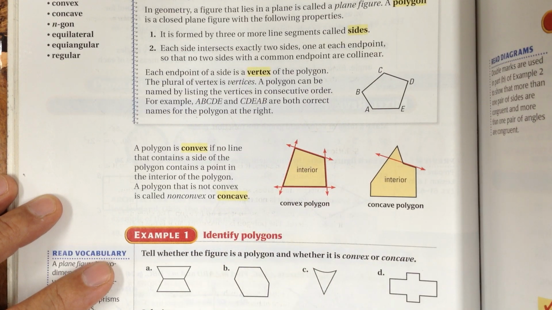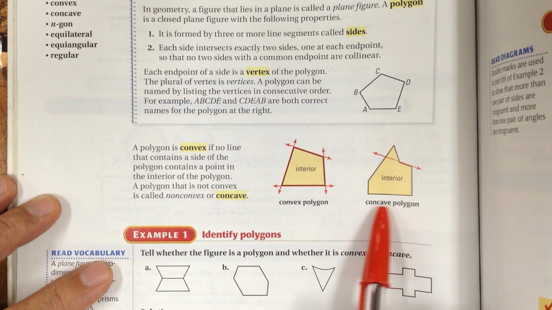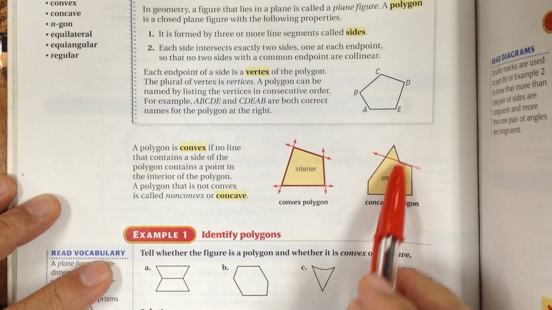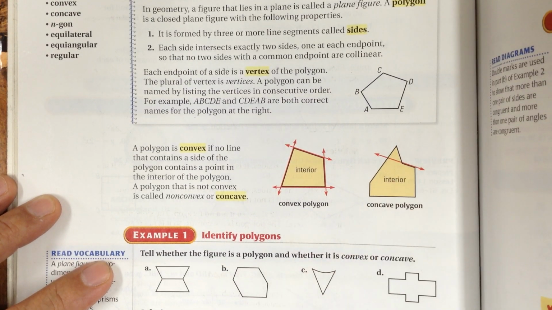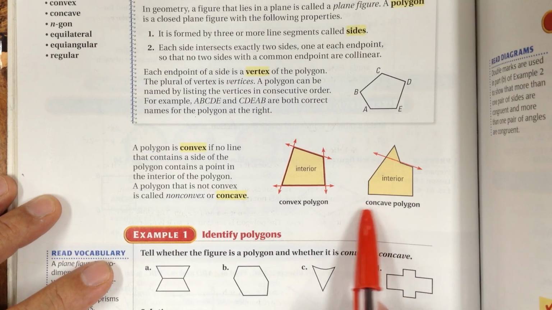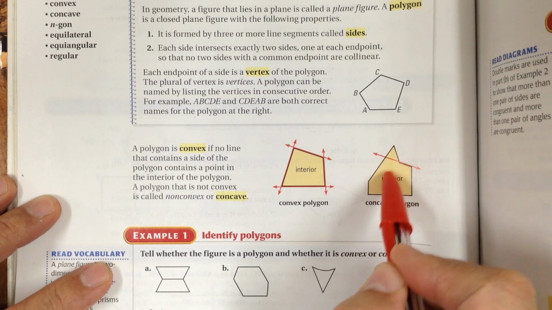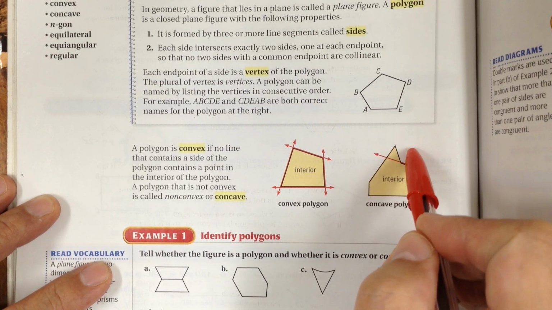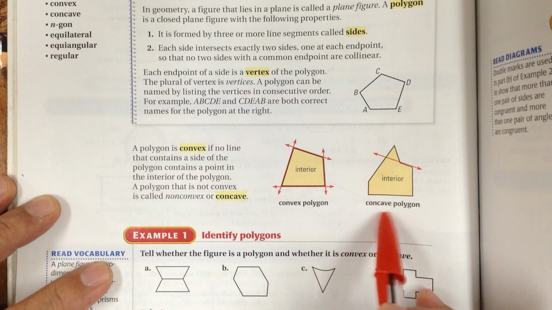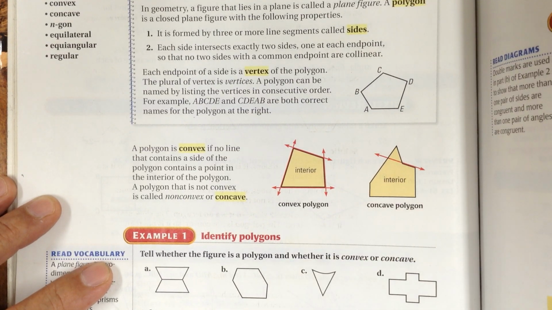Another way to remember is to think about the cave. Think about one of the sides caving in. Imagine that this is straight, it got caved in. That's an easy way to remember the concave. When there's a dent, it's bent inside, it caves in. One of the sides got caved in, and that's a concave polygon.